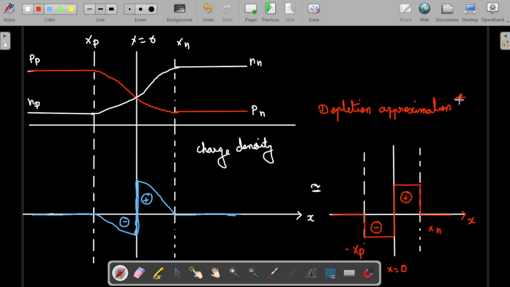This is the depletion approximation, because if we need to find the area the integration would be very difficult, but here the area will just be width times the height of the charge. This will be very easy for us to analyze. That's why we are taking this approximation model for all the analysis going forward in the PN junction diode. This is a very important thing. I hope you guys are getting some idea of how the charge carrier varies.